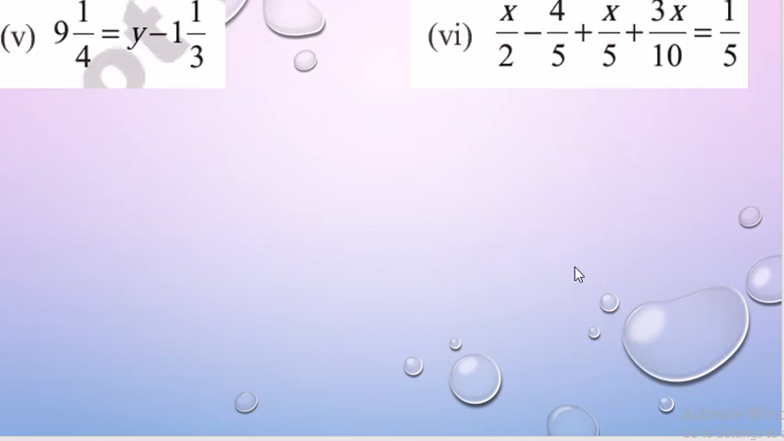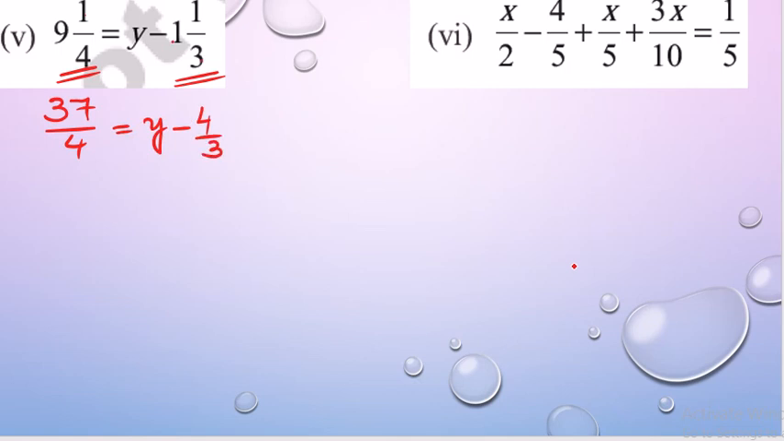Next one. Now if you look at this question, first of all we have mixed fractions, right? So 9 1/4 and 1 1/3. First of all we need to change those mixed fractions into improper fractions. So what are we going to get? 9 4s are 36 plus 1, it is nothing but 37/4 is equal to y minus, 3 1s are 3 plus 1, so it is nothing but 4/3.